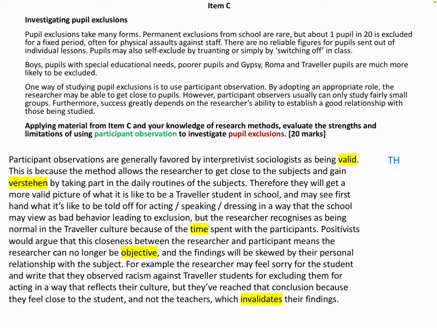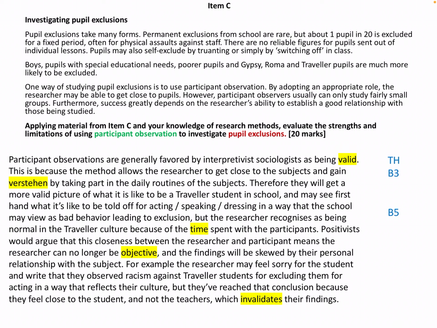So I've done TH because I've opened up by talking about interpretivist sociologists seeing participant observation as being valid. That is a good theoretical point. It's only really band 3 at this point because I've just said about Verstehen and what have you. But then I've started to develop this point around, well, our researcher is spending a lot of time with traveller students, and they may see firsthand what it's like to be told off for acting, speaking and dressing in a way that school may view as bad behaviour leading to exclusion, but the researcher recognises as being normal in the traveller culture because of the time they spent with the participants. That's now band 5, okay? So that's a really strong point. I say so myself, sorry.